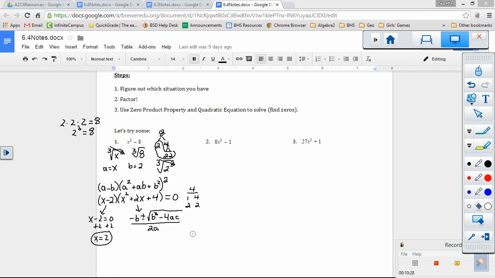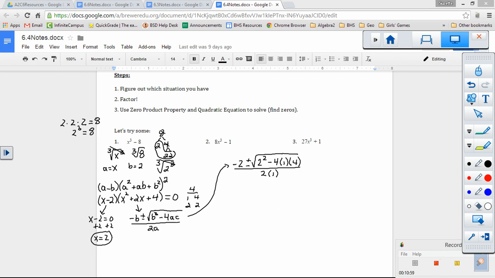I'm going to move over here where I have a little more space. I'll erase it after when we get ready to do number 2. You might be able to just finish at the bottom of your page. I'm running out of space here. So we have the opposite of b, so negative 2, plus or minus the square root of b squared, that's 2 squared, minus 4 times a, which is 1, times c, which is 4. And the whole thing is over 2 times a, which is 1.